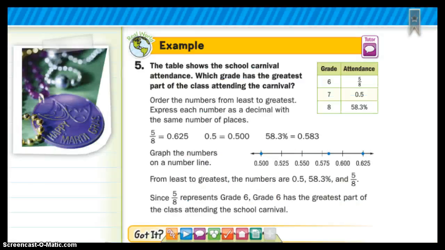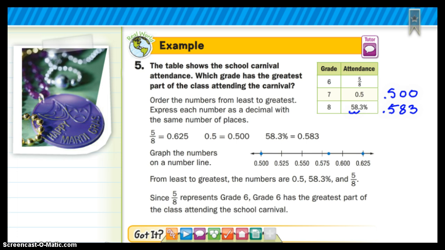Turn the page. Alright, in example number 5, the table shows school carnival attendance. Which grade has the greatest part of the class attending the carnival? So we have a fraction, a decimal, and a percent. I'm first going to convert this percent for 8th grade into a decimal. That's 0.583. The next one's 0.5. I'm going to equalize it. And then I have the 5/8.